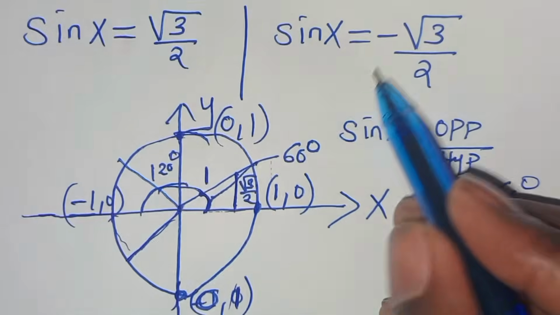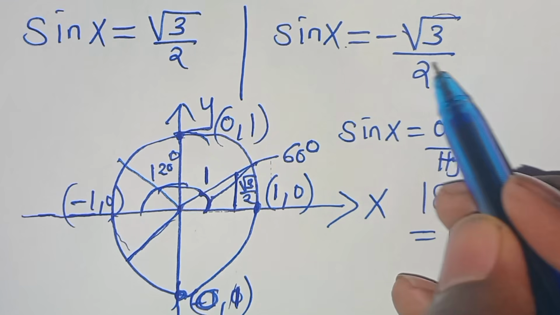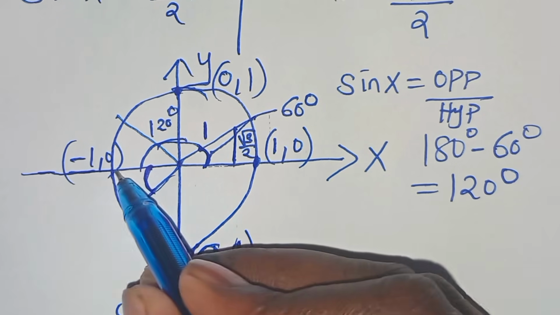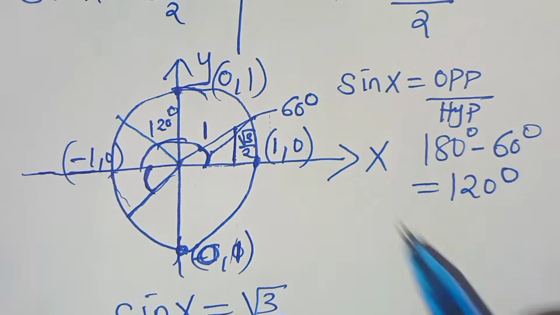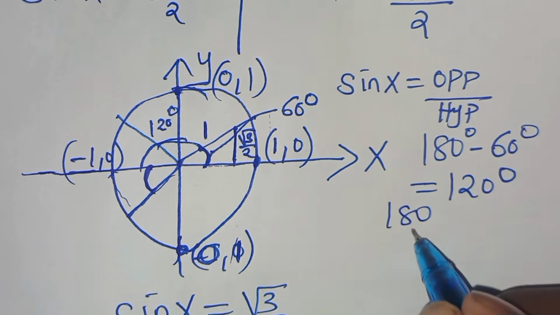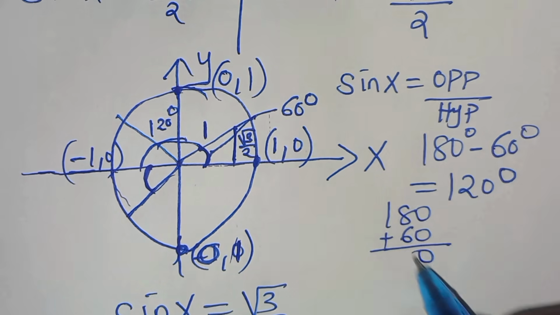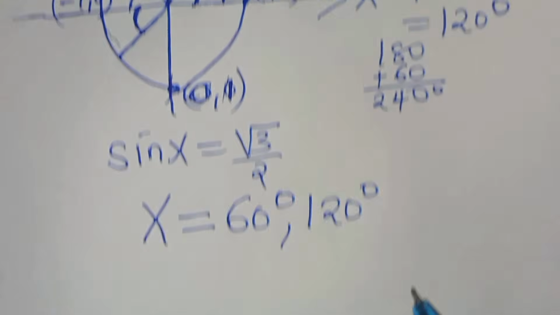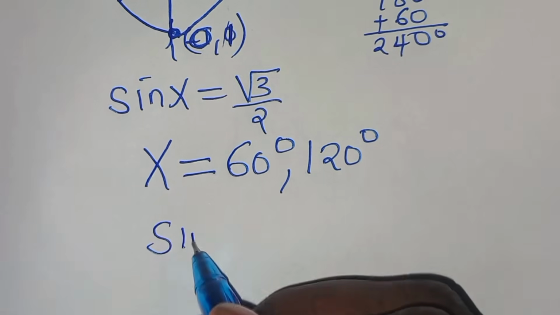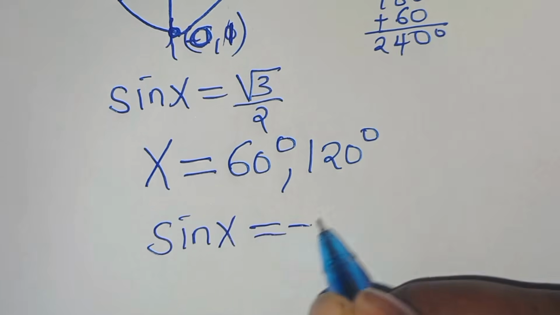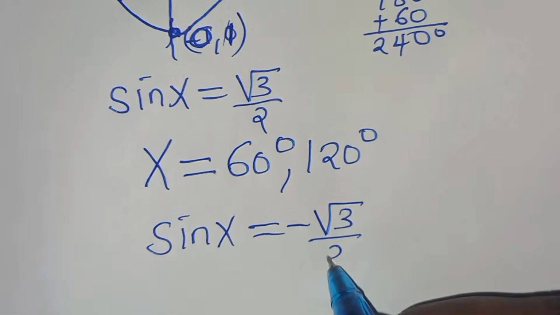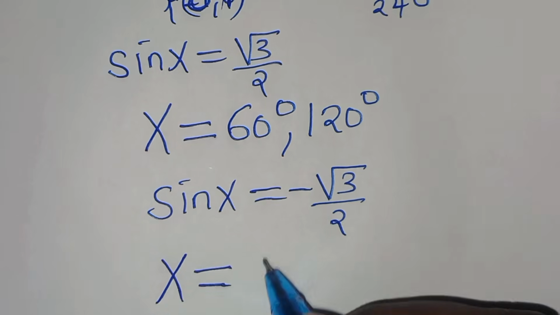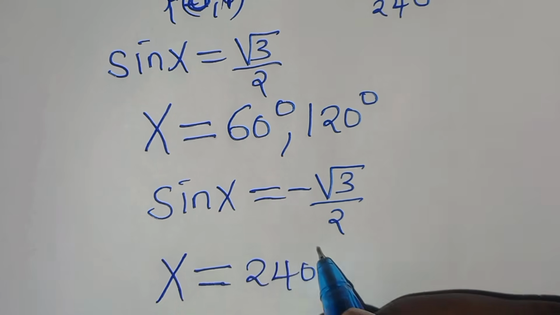Now we have sine x is minus square root of 3 over 2. So we have an angle here, and this is 180 plus 60, so we have 180 plus 60 degrees, and this is equal to 240 degrees. So we have sine x equal to negative root 3 over 2. We'll have the values of x as 240 degrees.